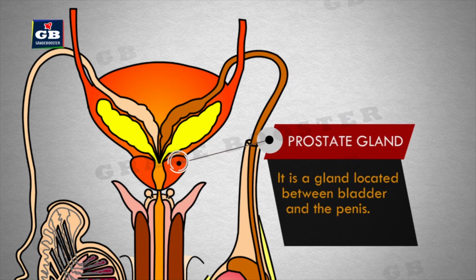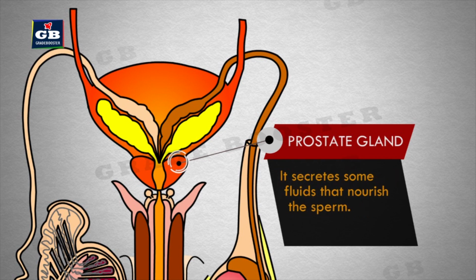Prostate gland. It is a gland located between bladder and the penis. It secretes some fluids that nourish the sperm.